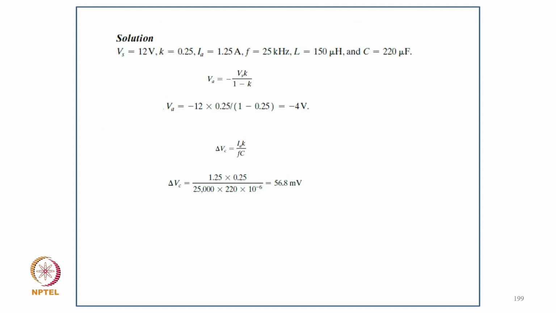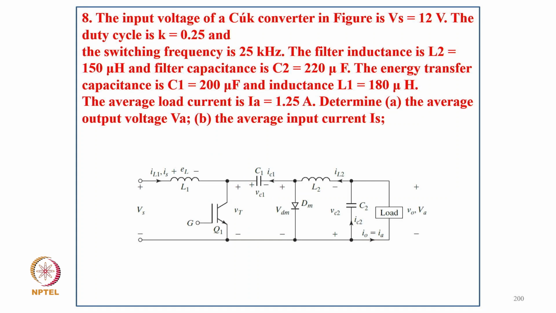So the circuit is given here, so we can find out all the data. So Va equal to minus 12 times k upon 1 minus k, and putting the values, minus 4 volt, and delta Vc equal to Ia k upon fC. So delta Vc is 56.58 millivolt.